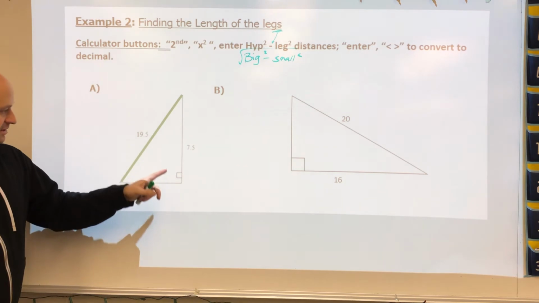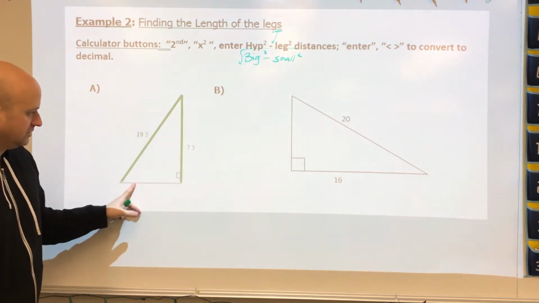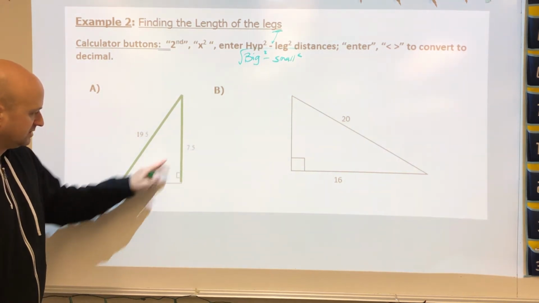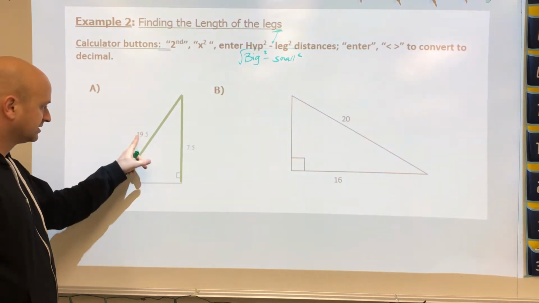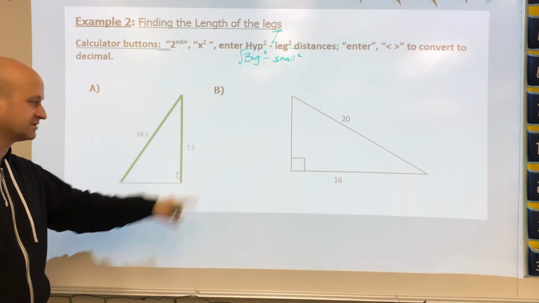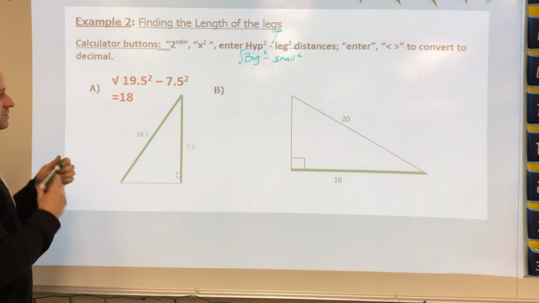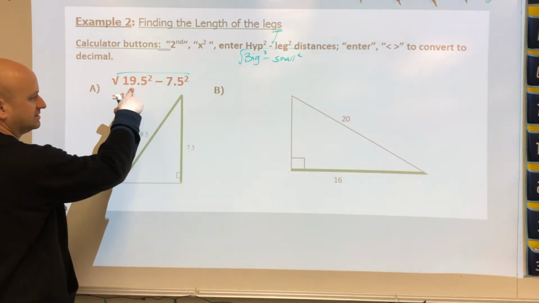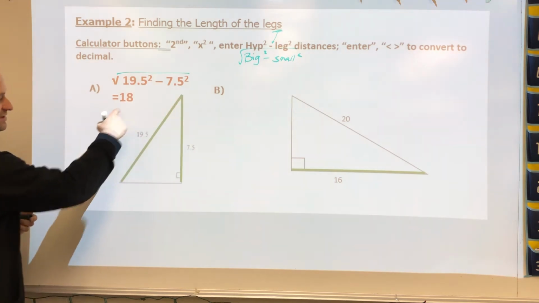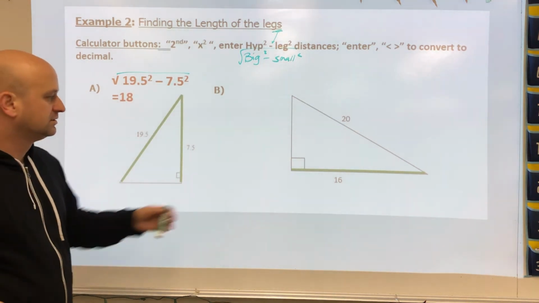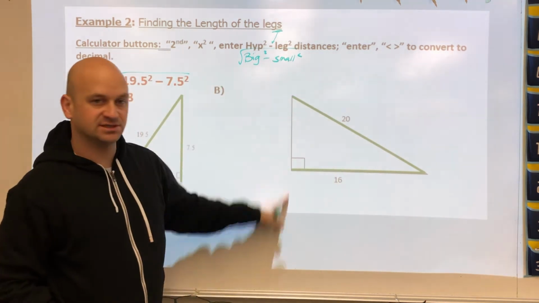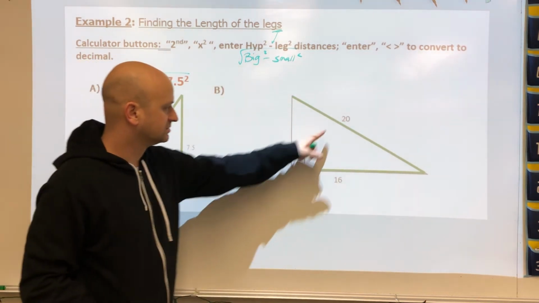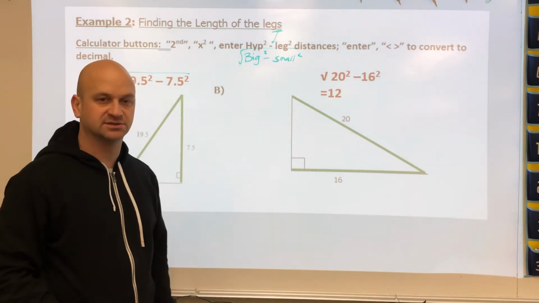So again, same thing. If we were to trace the legs, we would find out we're missing a leg here. So we're going to take the bigger number squared and subtract the smaller number squared in the square root sign. So 19.5 squared minus 7.5 squared gives you 18. Okay, so in this example here, when we trace what we have, we see we're missing a leg. So this would be 20 squared minus 16 squared.